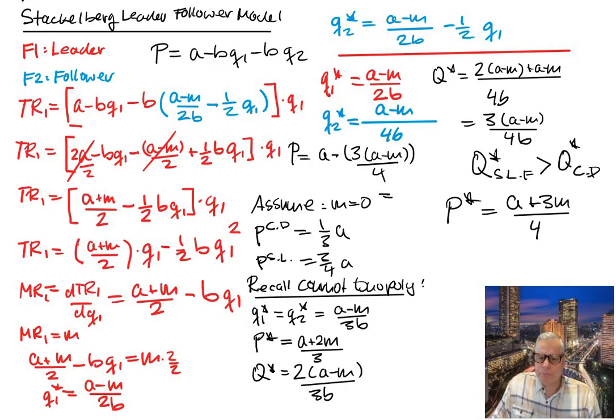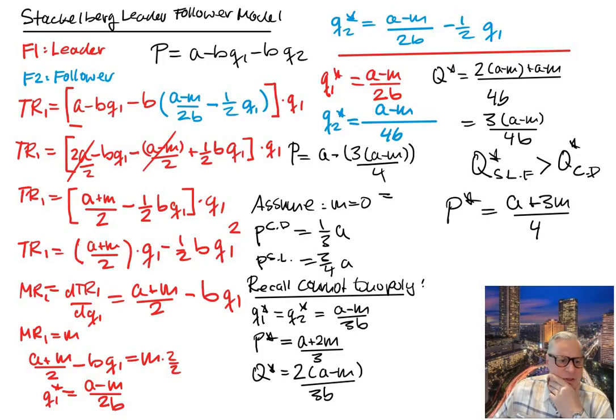Okay, and then you see if M is 0, then marginal cost is 0, and then we get the price is A fourth, and for the duopoly it is A third. So because the total quantity is higher in the Stackelberg leader-follower model than in the Cournot duopoly, the price must be lower too than in the Cournot duopoly.